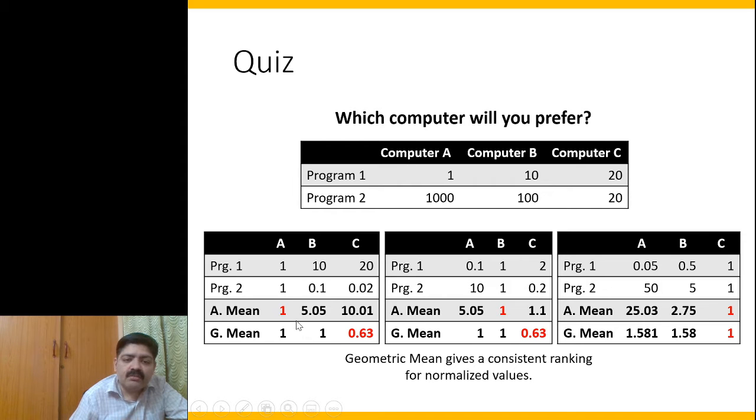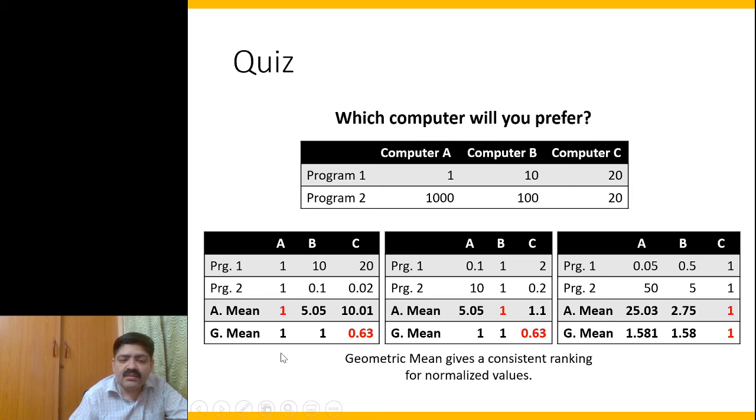The answer is no, because the arithmetic mean gives an inconsistent ranking across normalized values. So if you go with this, it seems like A is the best. It takes the least time compared to B and C. If you go with this, then it seems like B is the one which gives the least time, and if you go with this, C is the one which gives the least time. So this is inconsistent ranking and is not useful to us.